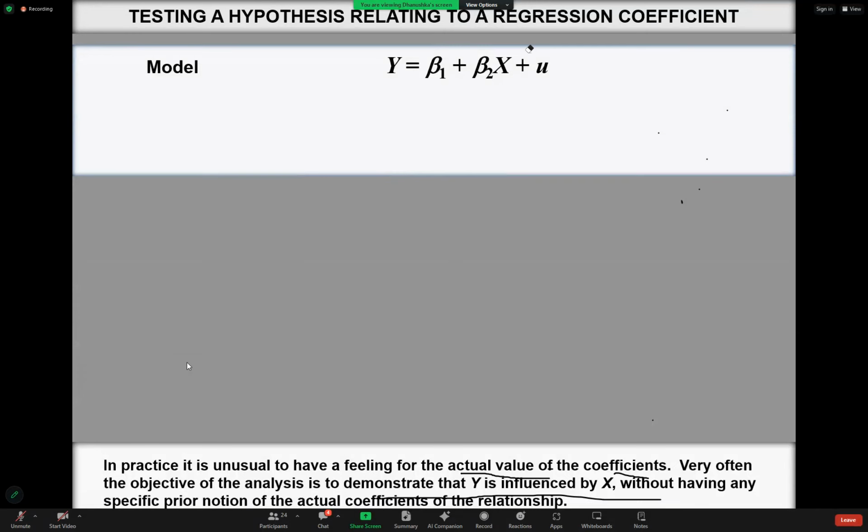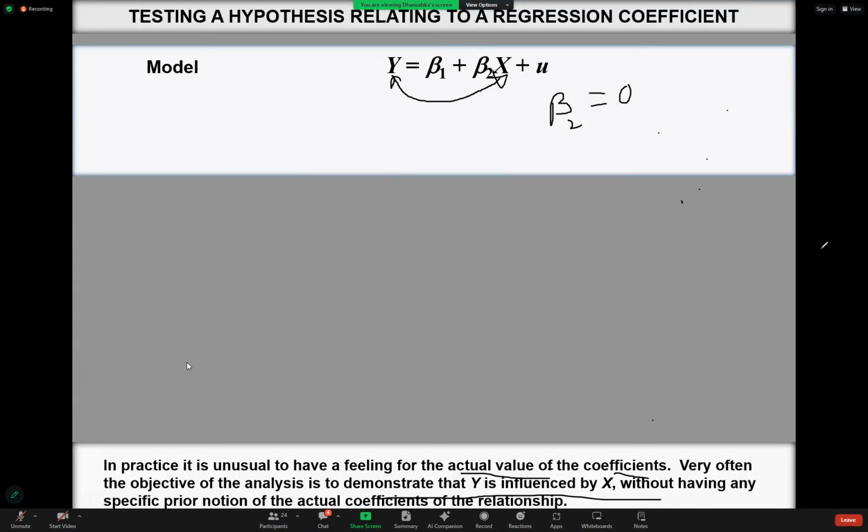Now let's say here we have a regression model. Y is a function of X. Okay. Let's assume the value of beta 2 is 0. If beta 2 is 0, is there any relationship between Y and X? No, sir. There is no relationship between X and Y.